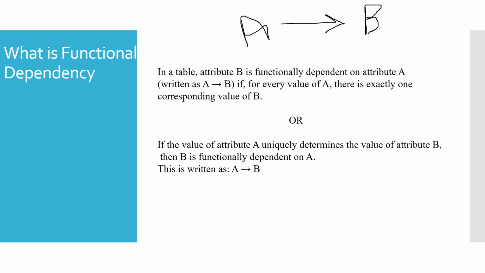And we can state the second definition this way: if the value of attribute A uniquely determines the value of attribute B, then B is functionally dependent on A. And this can be written like this. Okay.